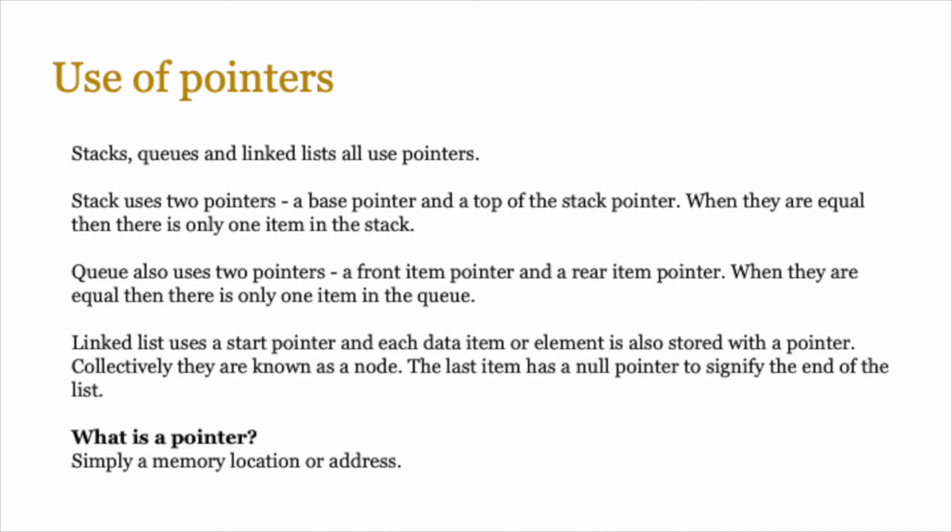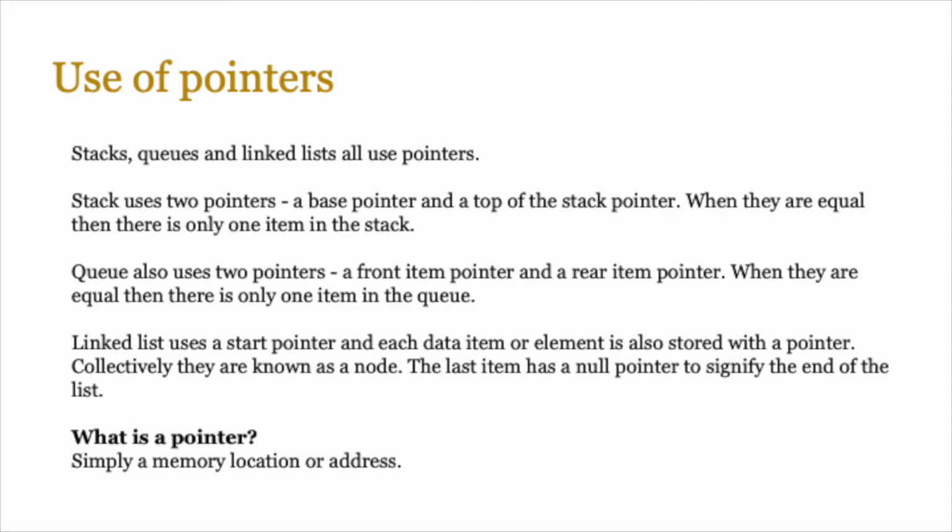Stacks, queues, and linked lists all use pointers, and a stack uses 2 pointers, a base and a top of the stack pointer. When they're equal, then that means there's only one item in the stack. And a queue also uses 2 pointers, a front pointer and a rear pointer, and when they're equal, that means that there is only one item in the queue. Linked lists use a start pointer, and each data item or element is also stored with a pointer, and collectively they are known as a node. The last item, obviously, as we just mentioned, is a null pointer, which signifies the end of the list.